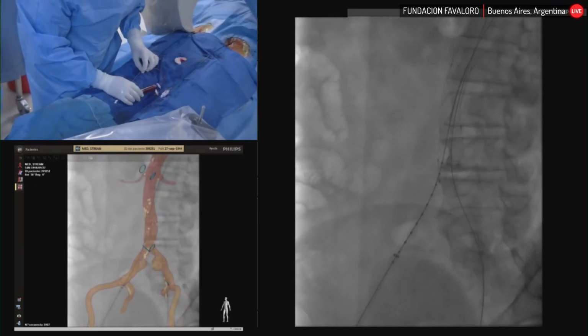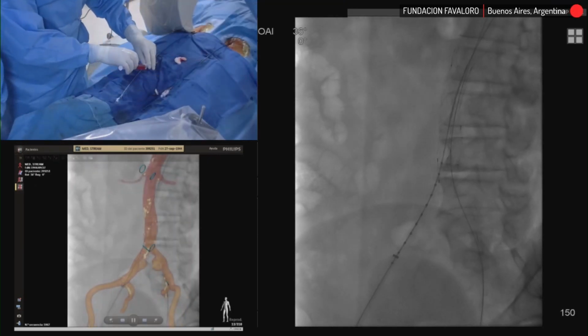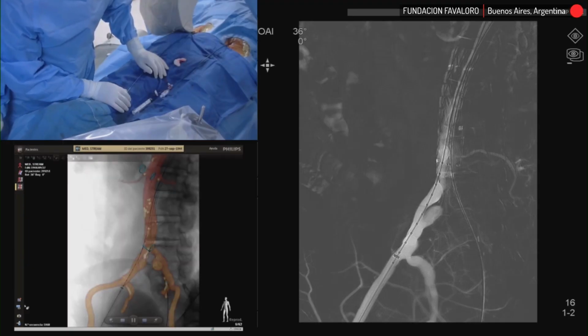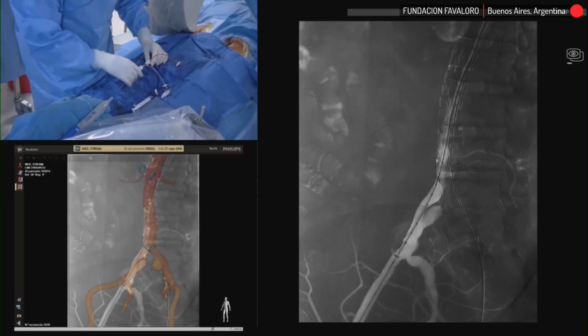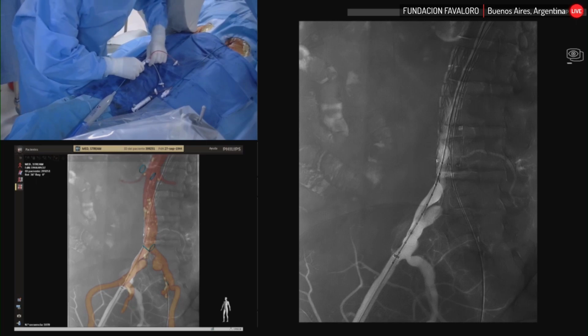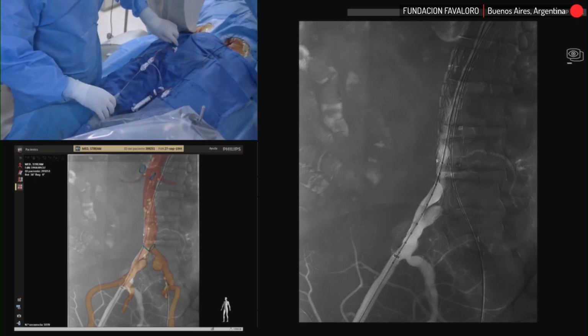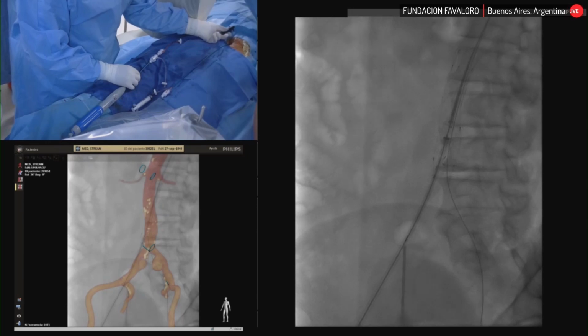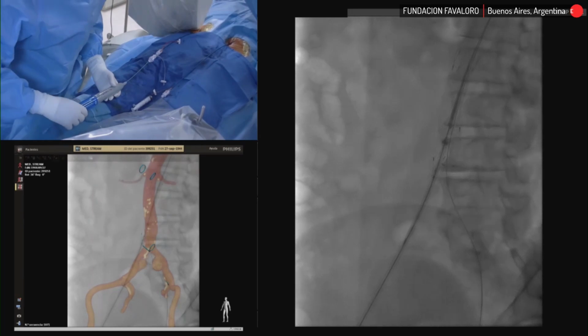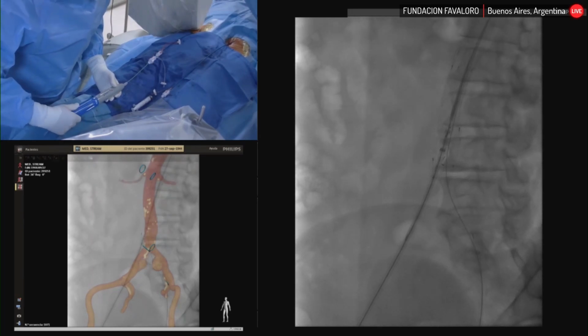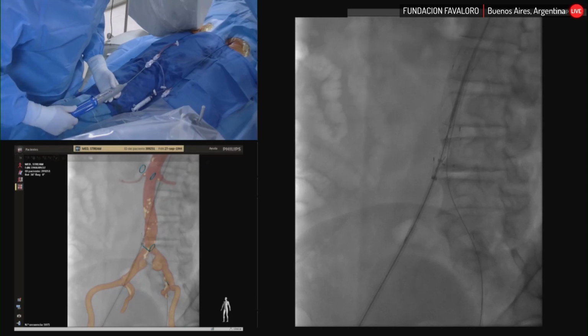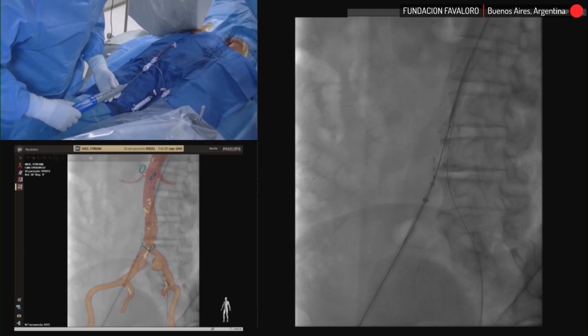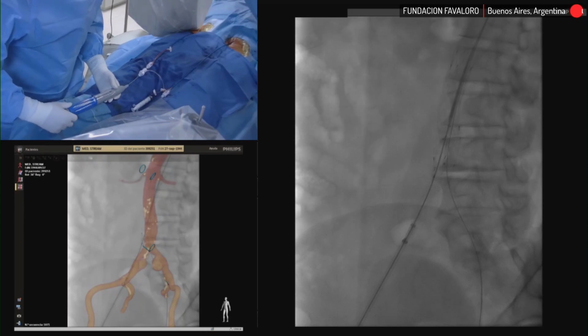Now, okay. So here, once again, we can put the mapping to check the distance. So we have to introduce this. You have to engage, you have to hear a click. Like now, and now it's perfect. And now I have to advance everything together. Here is the distal landing zone, near where we have the mark for the ostium of the hypogastric artery. And then I start rotating, keeping my vision on both the proximal and distal landing zone. Here we don't have to push or pull because the length of the device is perfect for this situation.